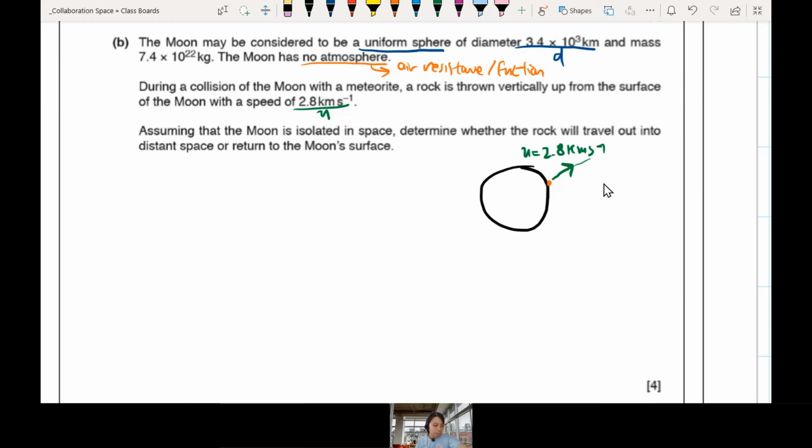So I'm going to give you a head start. This is 4 marks. 5 minutes to try out some methods. See how you would know if this is enough to escape. Tip: think of conservation of energy. You throw something up into the sky. Is it enough energy to overcome the gravitational potential energy?